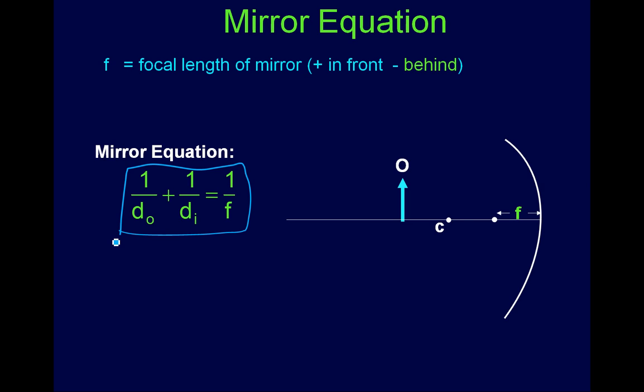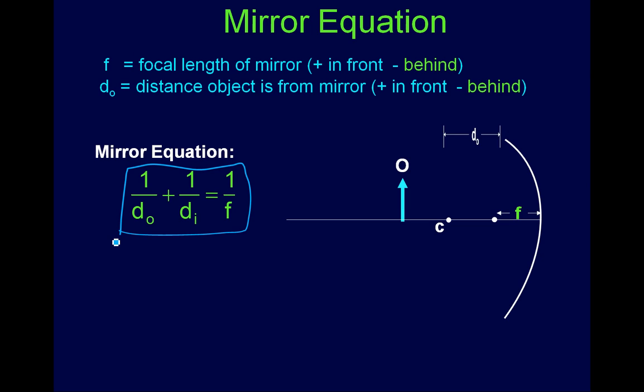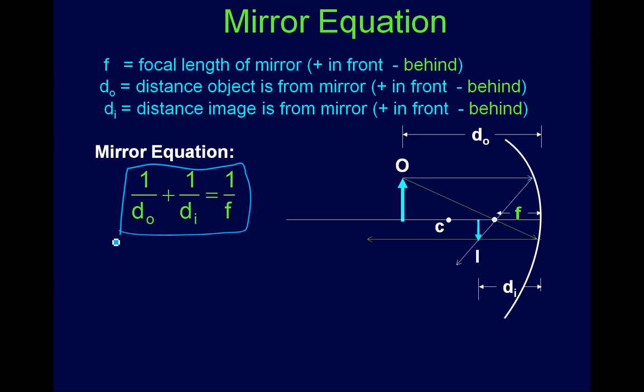And so the F is the focal length. Again, that's positive if it's in front, negative if behind, so positive for concave, negative for convex. DO is the distance the object is from the mirror, and our same sort of definition works. It's positive if the distance is in front of the mirror and negative if behind. We'll show you how this works in different kinds of cases. And then where the image comes up will be DI, the distance the image is from the mirror. And again, that's positive if in front, negative if behind. And so you've got to be real careful with your signs.